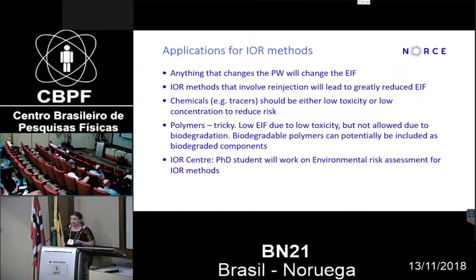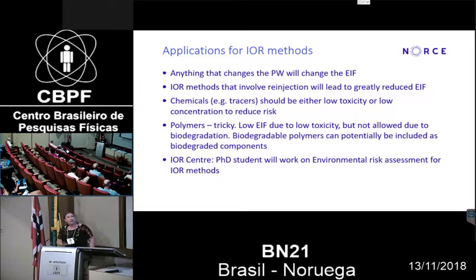Chemicals, for example, the tracers that were being talked about. If you have low toxicity, that's great. If you have low concentration, that's great. So this one where it changed from barrels to vials, this is a positive thing. It will reduce the risk, and they will be included in the EIF when you're using them because you have to. So yeah, the smaller amount you can use, the better.